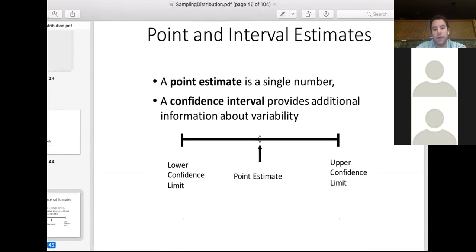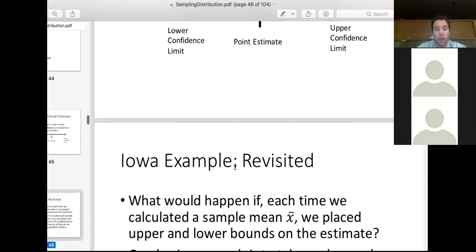Confidence intervals have a point estimate, which is a single number, and the confidence interval is an interval describing your confidence level. It has an upper confidence limit and a lower confidence limit. So it's a range.